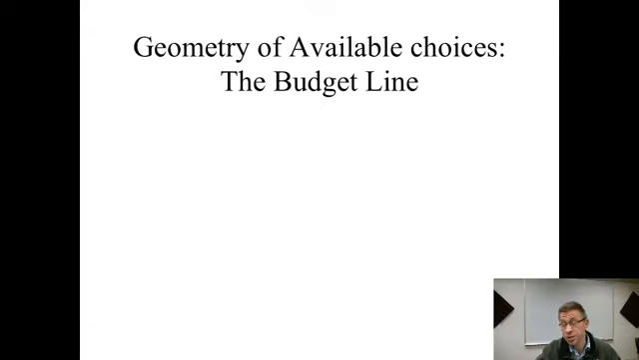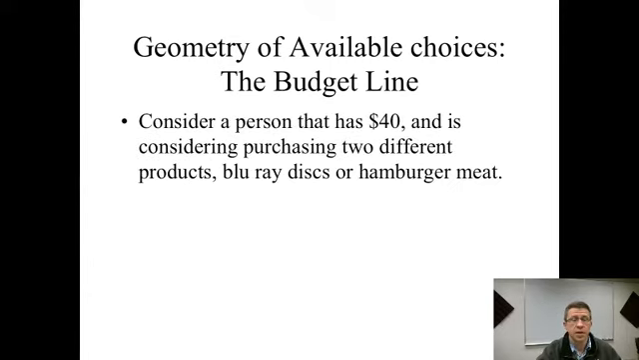Now, before we get to the consumer preferences, we're going to look at the budget line. The way we go through this is we're going to do an example. So we're going to consider a person has $40. And in this two-product world for our individual, the two products they consider are Blu-ray discs or hamburger meat, right? Those are the only two products in this world. The person has $40, and we assume the person has to spend it all, right?